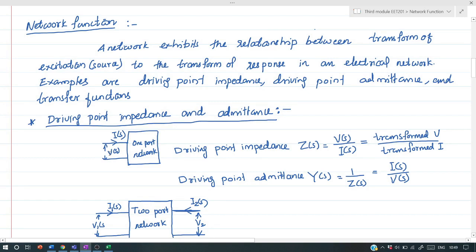When we transform this voltage into the S domain, it becomes V(s), and the corresponding transformed current is I(s). Now driving point impedance is defined as the ratio of transformed voltage to transformed current. Z(s) equals V(s) divided by I(s). And corresponding to admittance, it is the reciprocal of Z(s). Y(s) is equal to I(s) divided by V(s), that is known as driving point admittance Y(s).